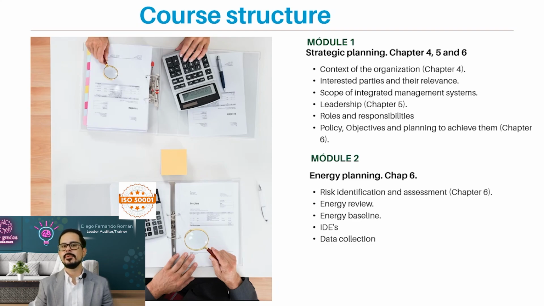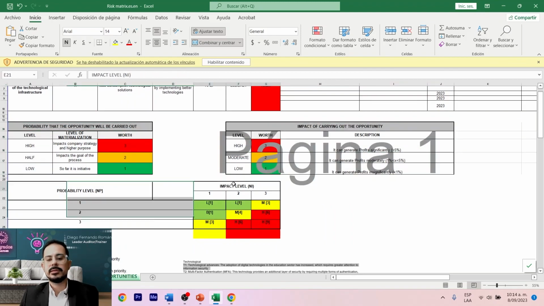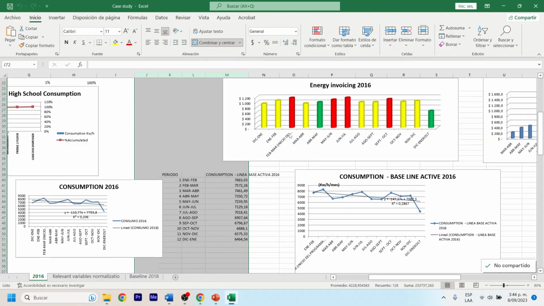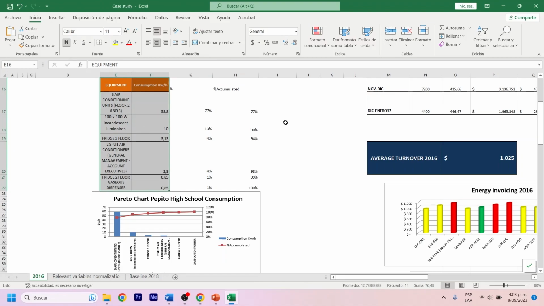Module 1 is strategic planning, covering chapters 4, 5, and 6. We will discuss the context of the organization, stakeholders and their relevance, the scope of the management system, leadership roles and responsibilities, and policy, objectives and planning. Module 2 is energy planning, focusing on chapter 6. We will identify and assess risks, conduct an energy review, establish an energy baseline, define energy performance indicators, or EnPIs, and discuss data collection.